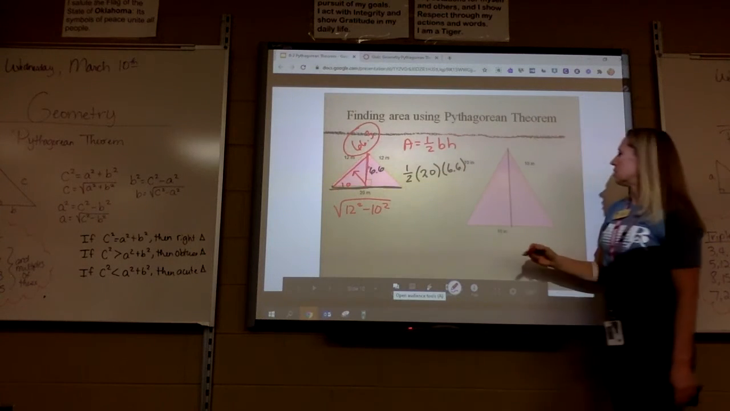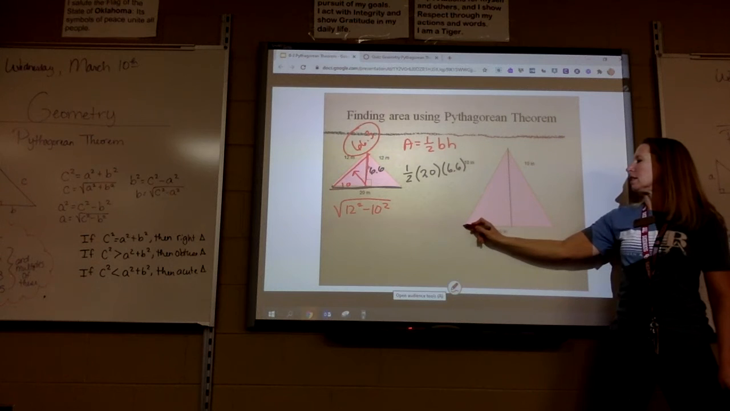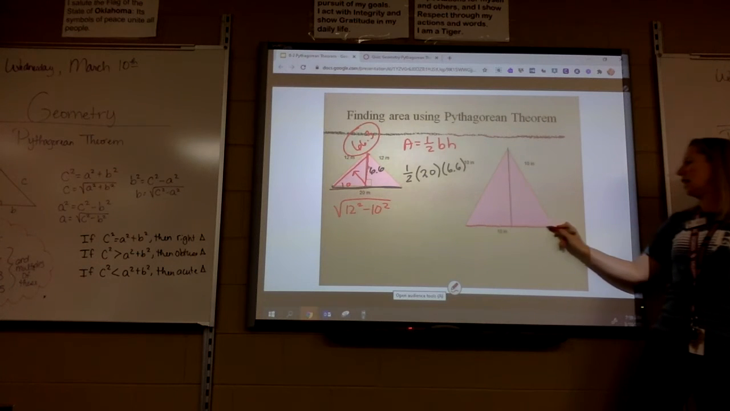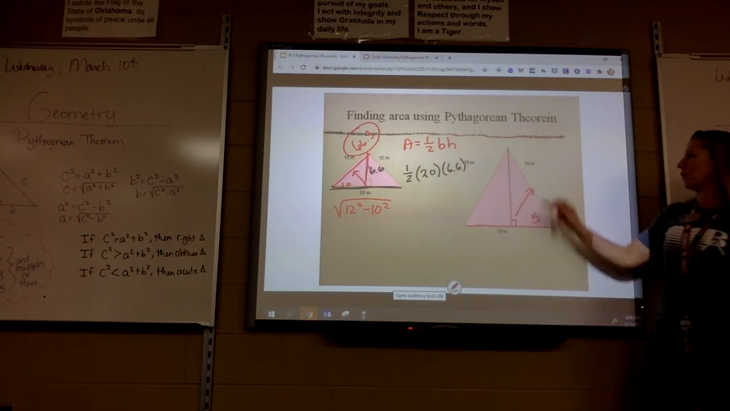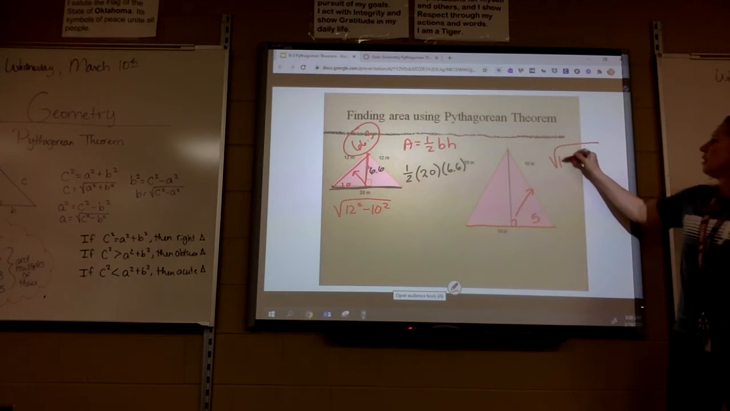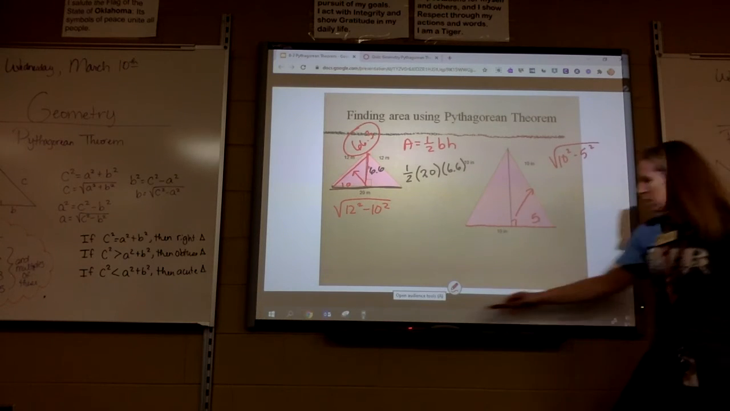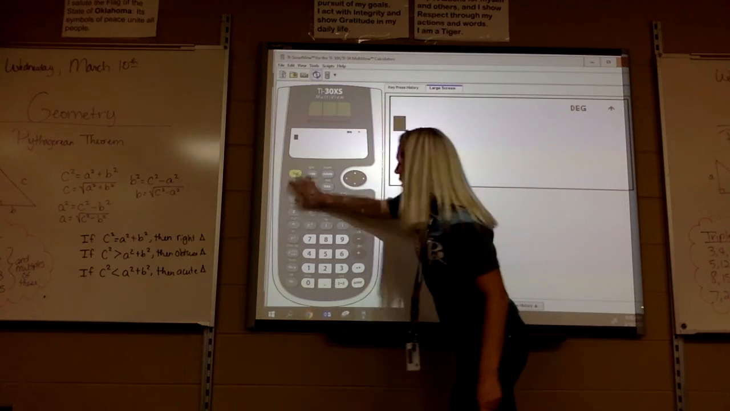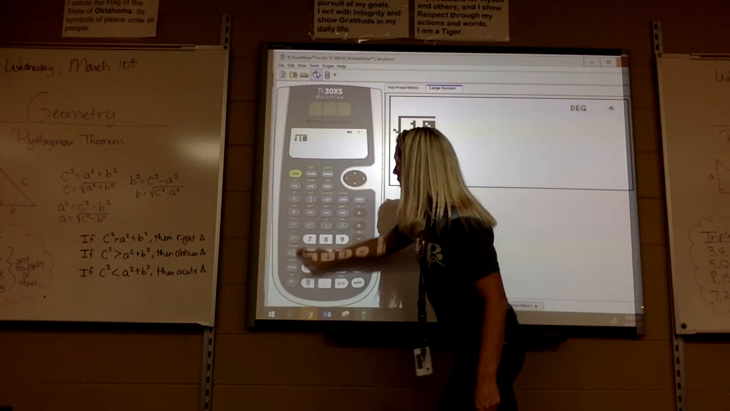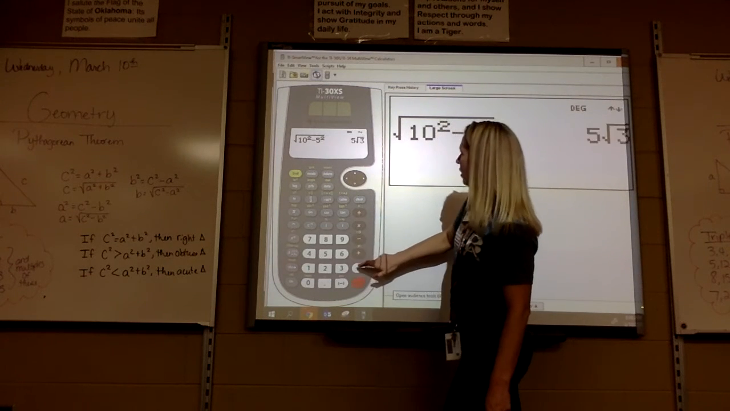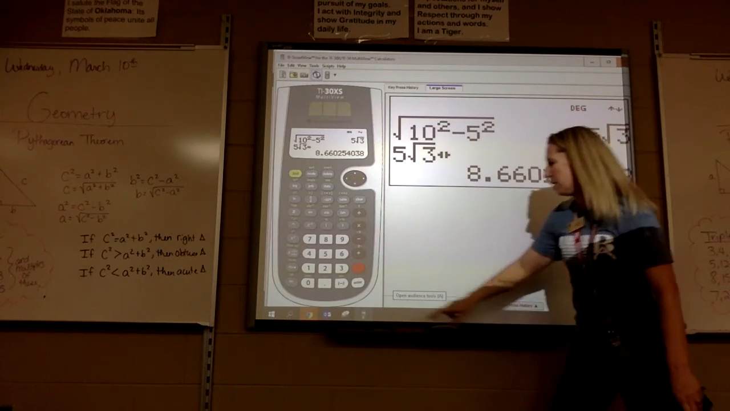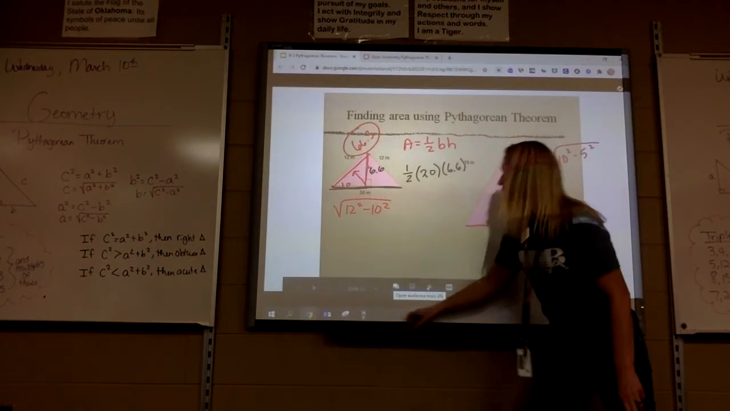Okay, so let's look at this one. So this entire base is 10, which makes this piece 5. I know the hypotenuse. Would I add or subtract? Subtract. 10 squared minus 5 squared. 5 radical 3, which is 8.66.